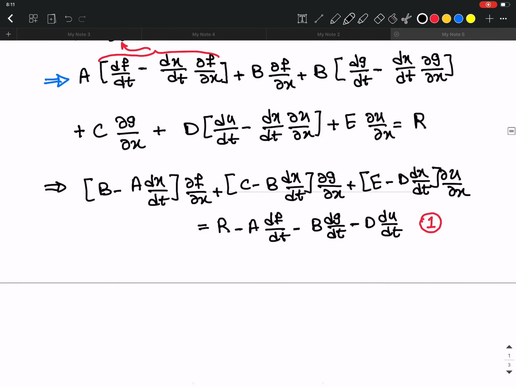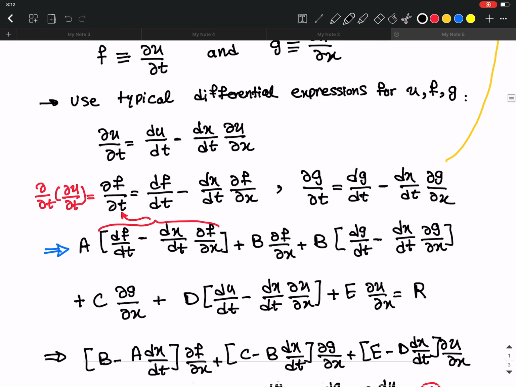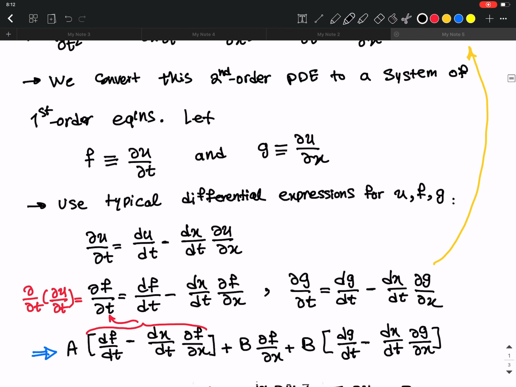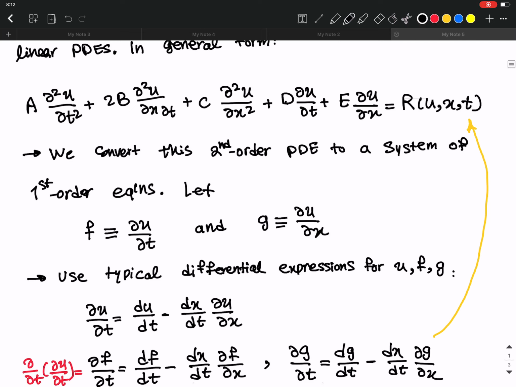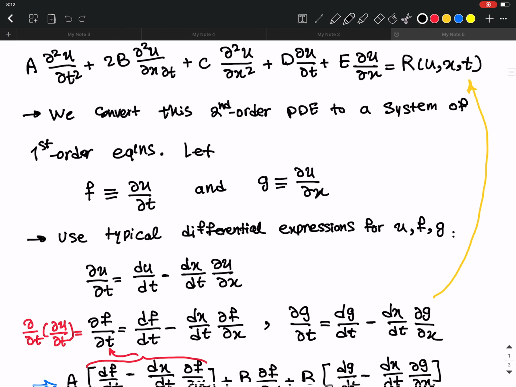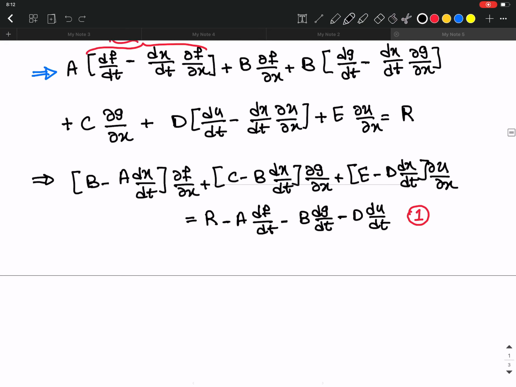And the second term that I need, I want to convert this into a system of linear first order PDE. So that is my goal, a system of first order equations, right? So I have the partial f partial x, partial g partial x, and partial u partial x, which are unknown. So I need two more equations to make this matrix.